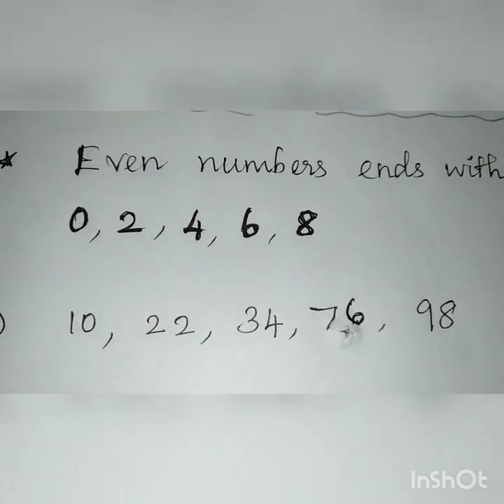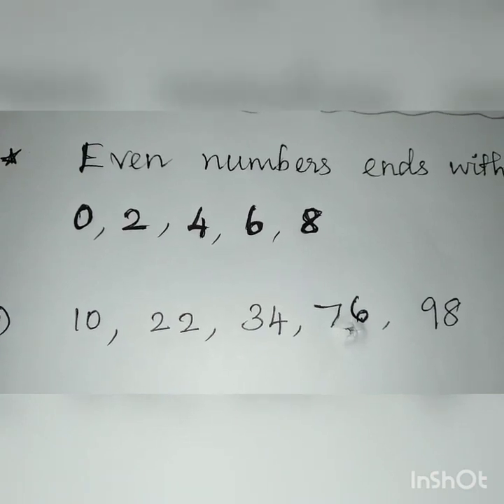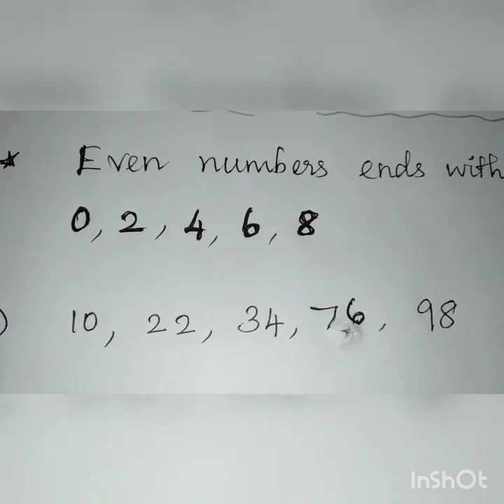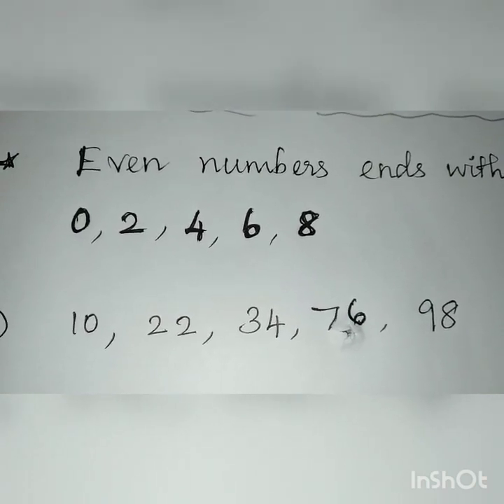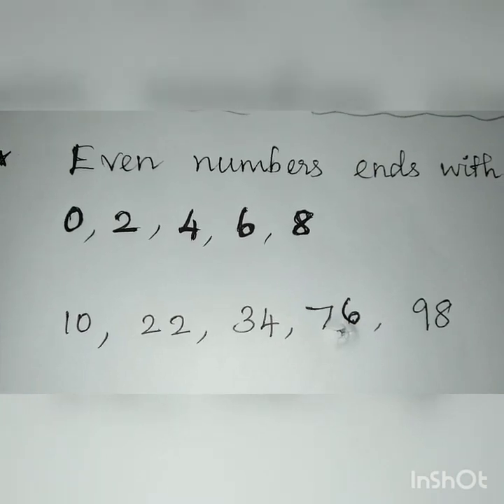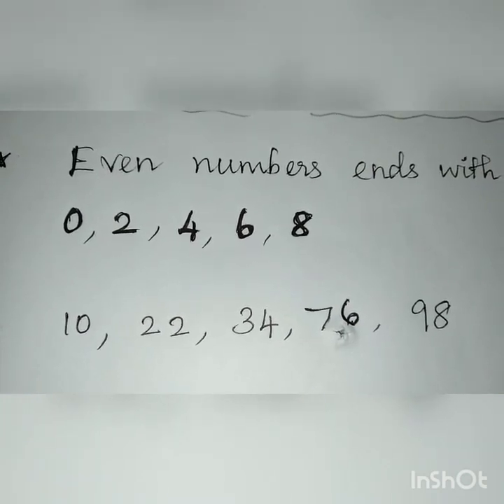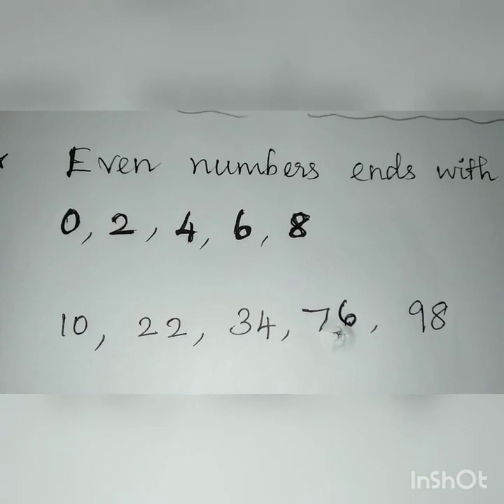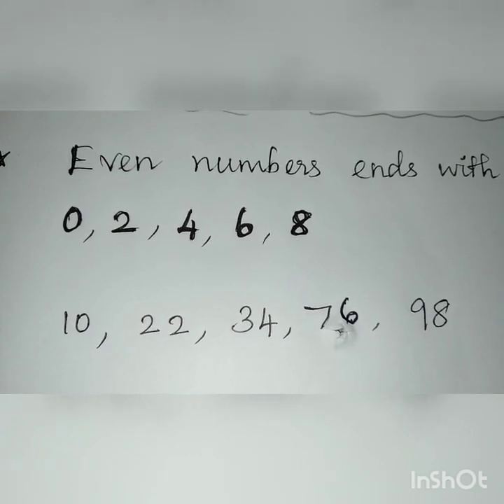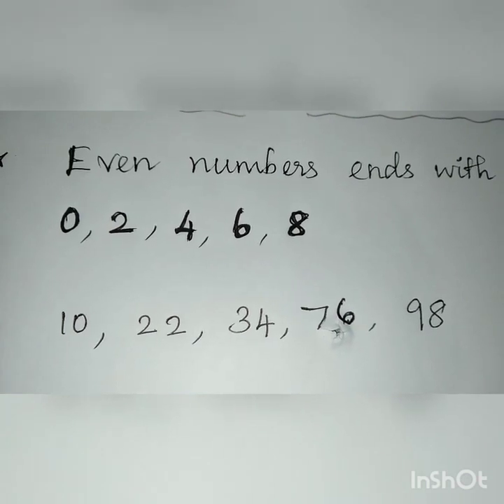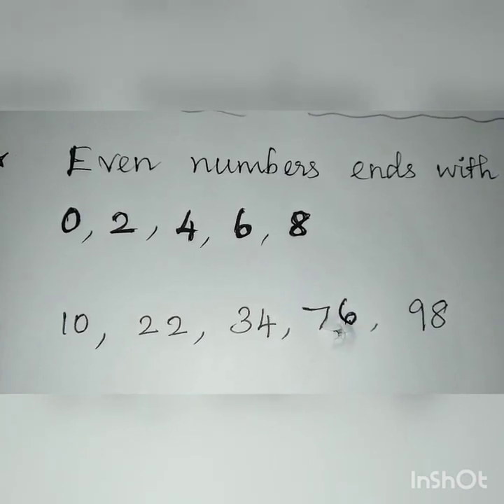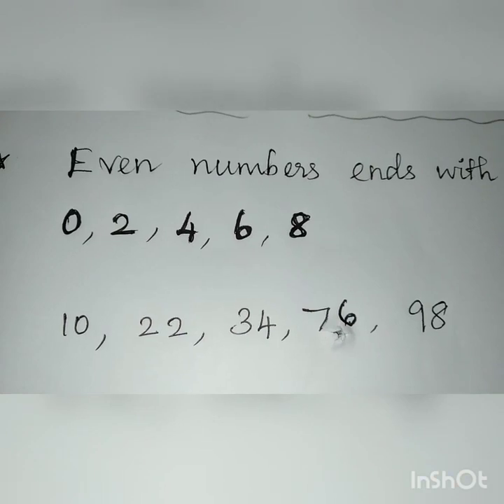We can see the first example, 10. 10 ends with what? 0, isn't it? So, 0 is an even number, so 10 is an even number. The next number is 22. 22 ends with 2, so 22 is an even number. The next number is 34. 34 ends with 4. So, 4 is an even number, so 34 is an even number.